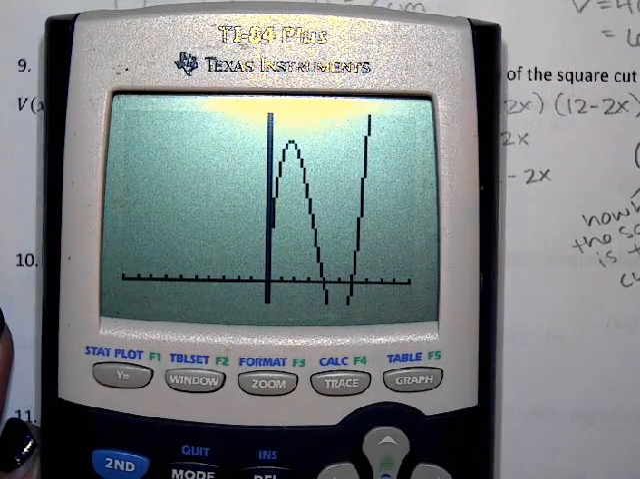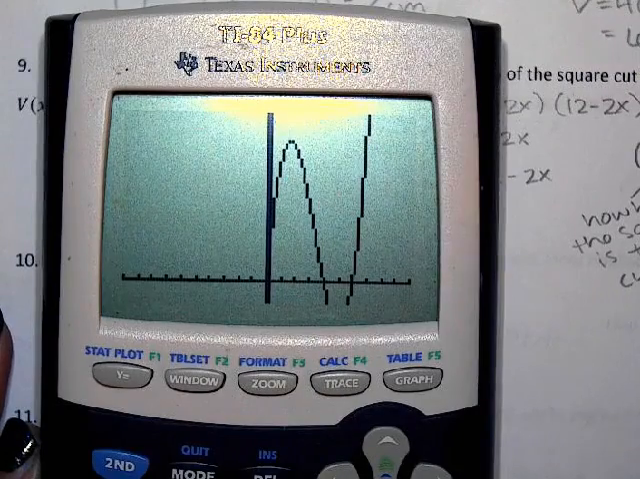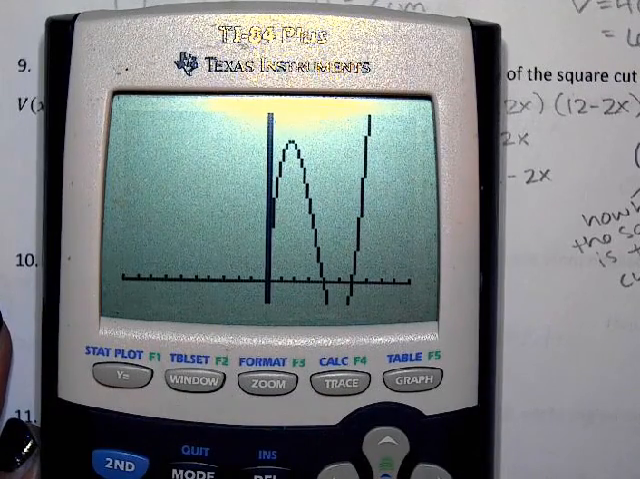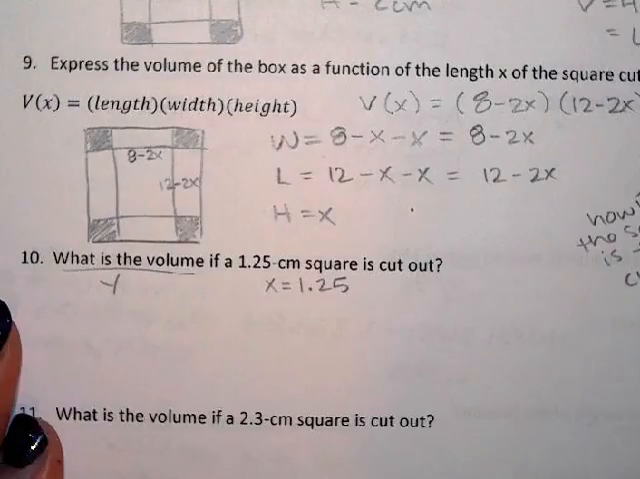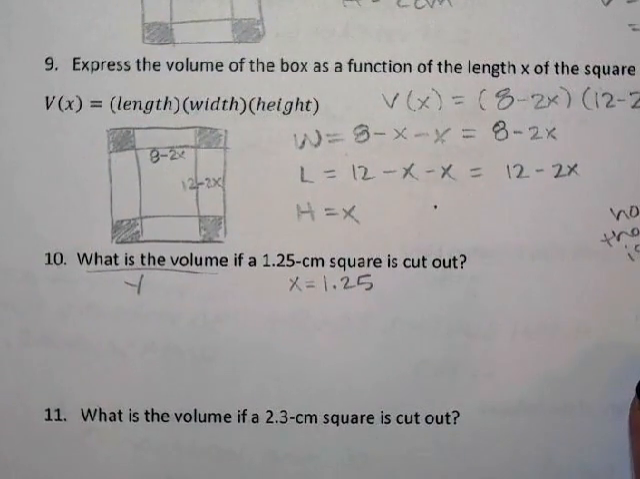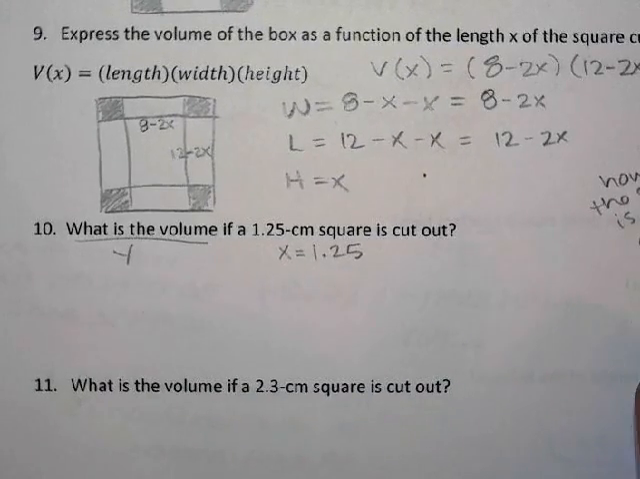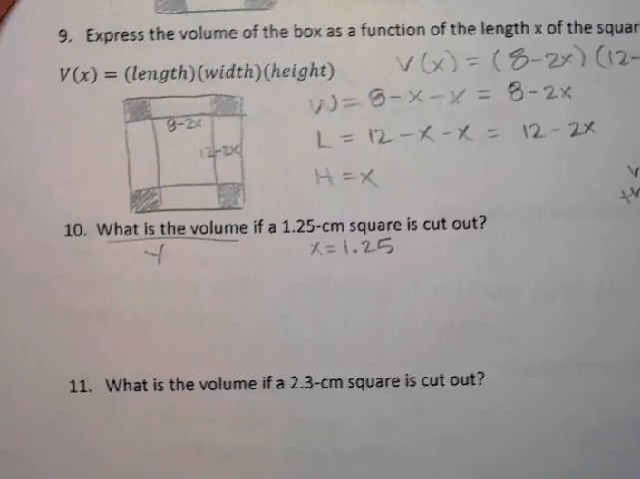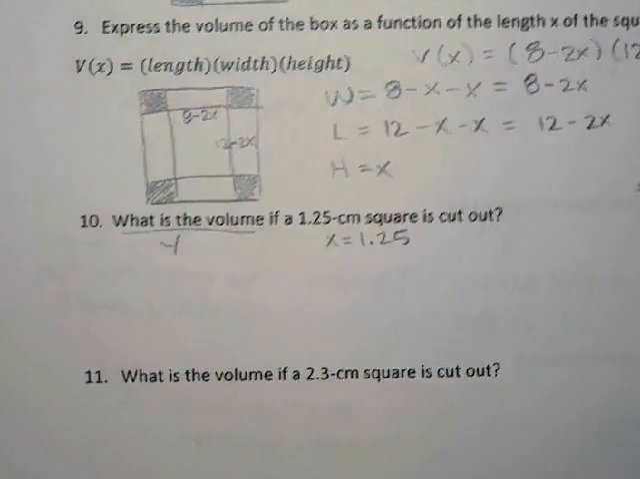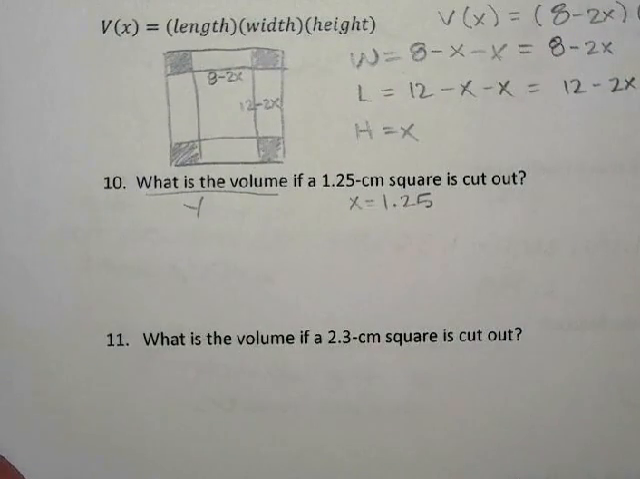You're welcome. All right, so we've got this graphed. How do we plug in a specific x value that we want to plug in? Second trace, number 1. We're going to plug in x equals 1.25.